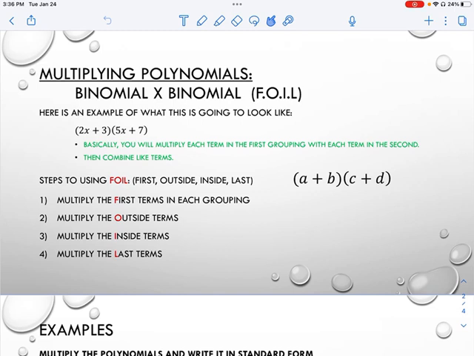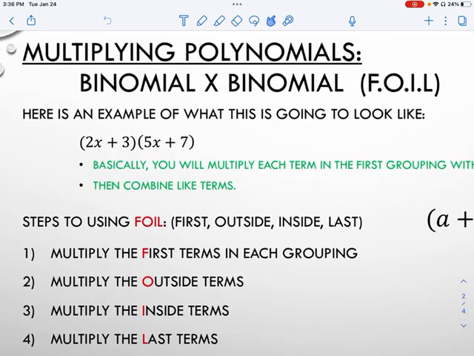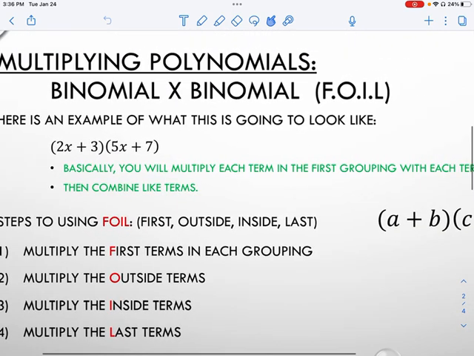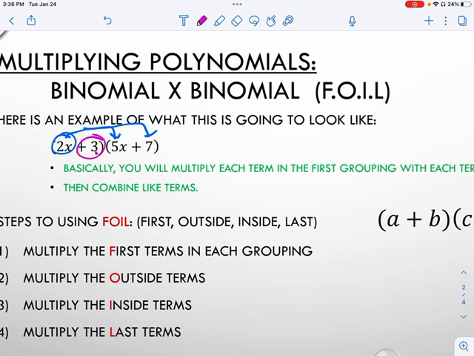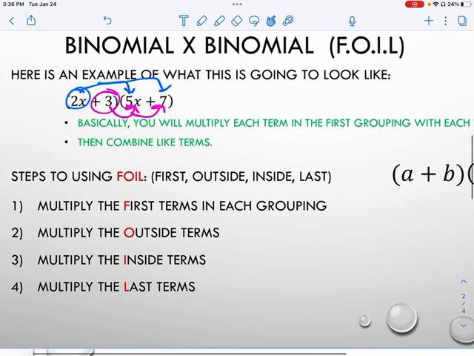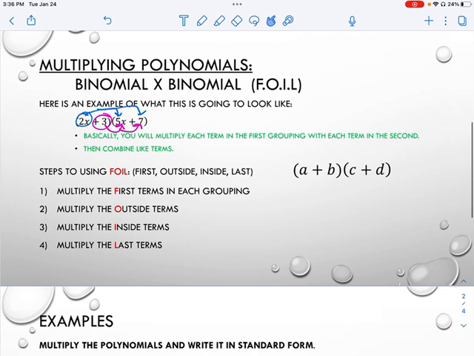So if you look at this problem, it says 2x plus 3 times 5x plus 7. And basically what you will do is you'll multiply each term in the first grouping. So we will take this 2x and we'll multiply it to this one, and then we'll multiply to the 7, and then we'll come back and we'll take the 3 and multiply to the 5x and multiply to the 7, and then we simply combine like terms. But we have this cute acronym that helps us to just remember how to do that.